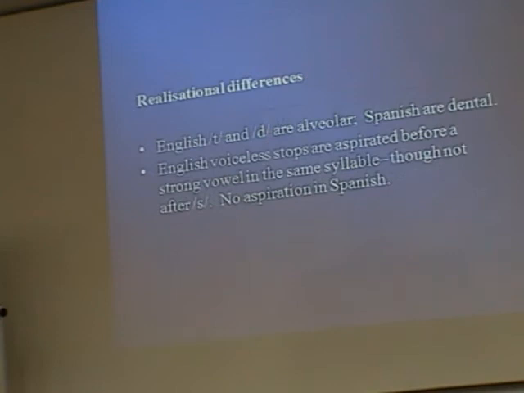In English, T and D are alveolar. If you're not sure what alveolar means, there is a place in your mouth just behind your top teeth, which is called the alveolar ridge. If you have a clean thumb and you put it in your mouth and just feel behind your top teeth, you will feel a rough, bumpy ridge, and that is called the alveolar ridge, all right? And that is where the tip of the tongue touches for T and D in English. In Spanish, the tongue is a little bit further forward. It's a dental sound in Spanish. So the tongue tip touches the back of the top teeth.